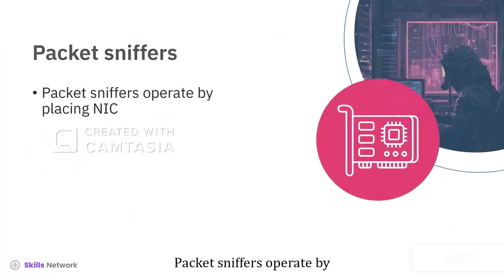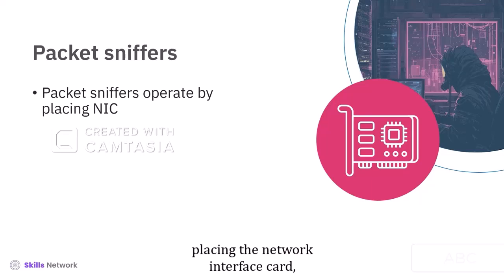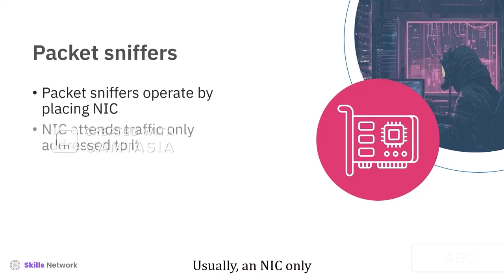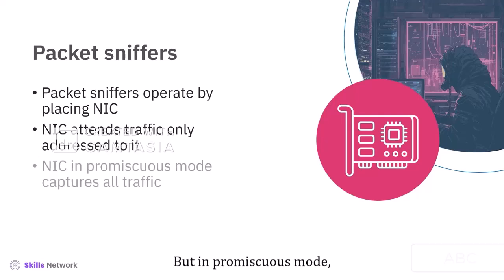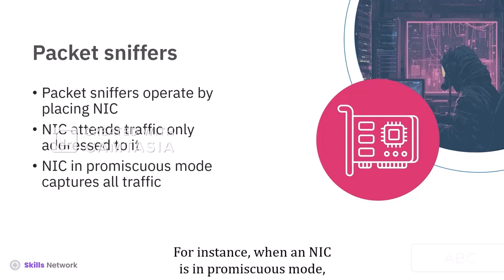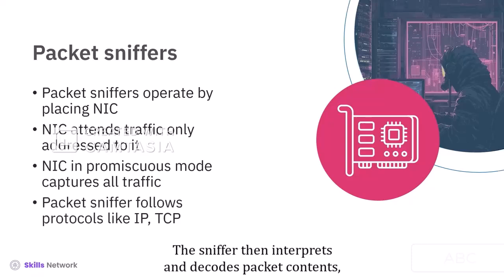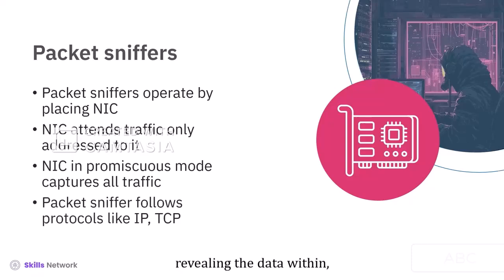Packet sniffers operate by placing the network interface card, NIC, of the analyzing computer into promiscuous mode. Usually, an NIC only pays attention to traffic addressed to it, but in promiscuous mode, it captures all network traffic, regardless of destination. For instance, when an NIC is in promiscuous mode, the packet sniffer can monitor all traffic in the connected network segment. The sniffer then interprets and decodes packet contents, revealing the data within, following protocols like IP, TCP, UDP, and HTTP.